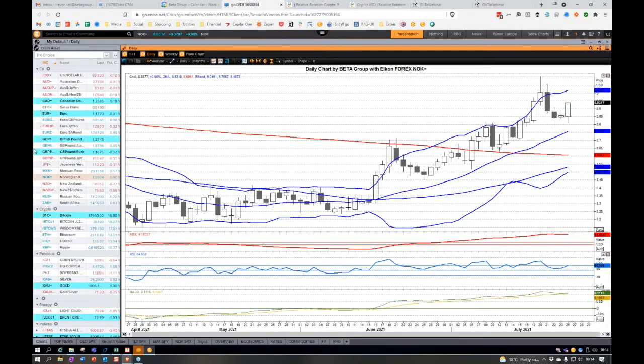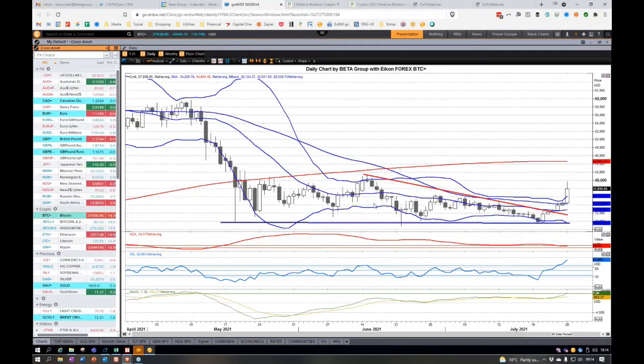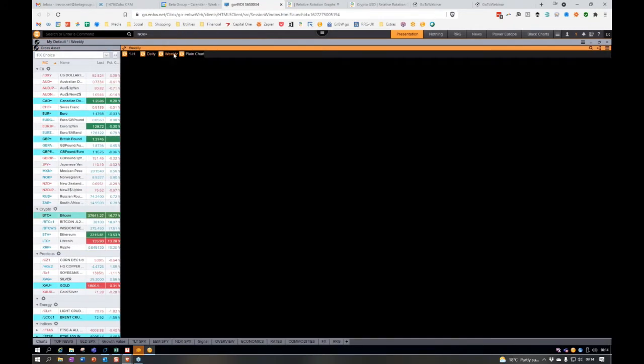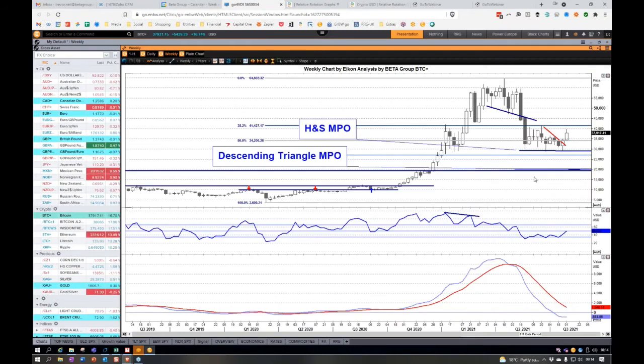So what does it translate to on the absolute chart? We've had a big breakout, haven't we, today? We had a descending triangle. I did call it a descending triangle. We had these three lows. This is the weekly chart here. Three lows and then these lower highs here.